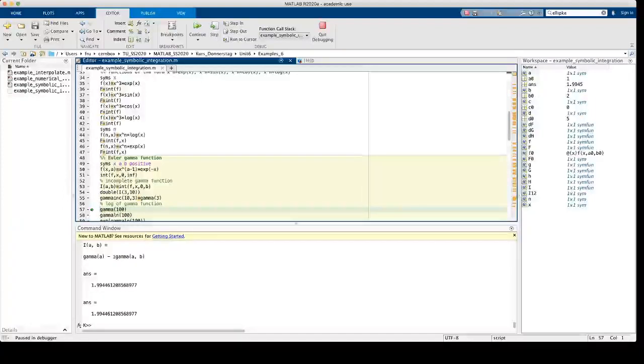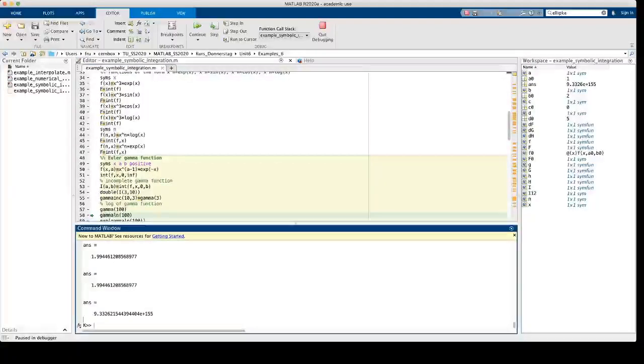Okay, the gamma function, Euler's gamma function, is a function that rises very quickly with its argument. So let's have a look at gamma of 100. This should be identical to the factorial of 99. Let's have a look. Yeah, that's the same.